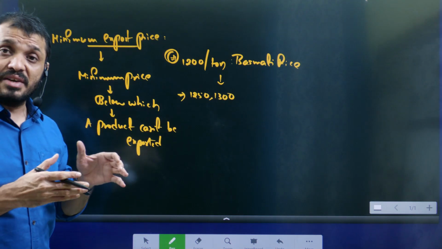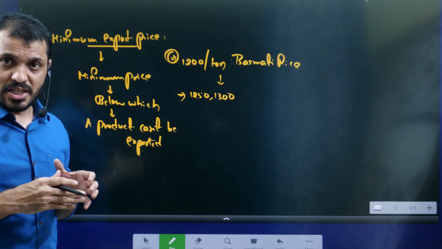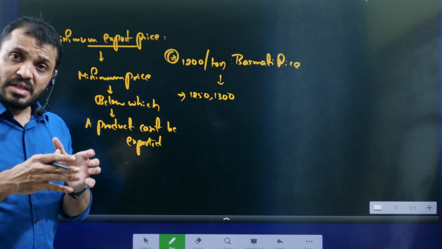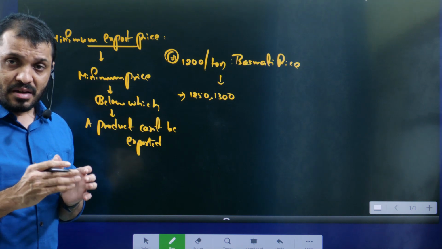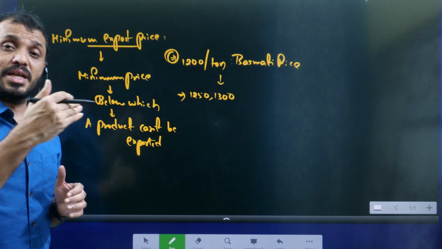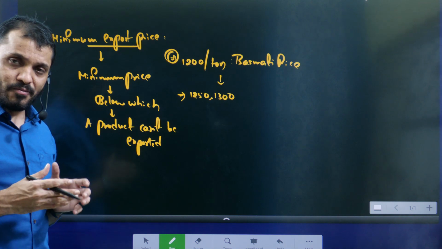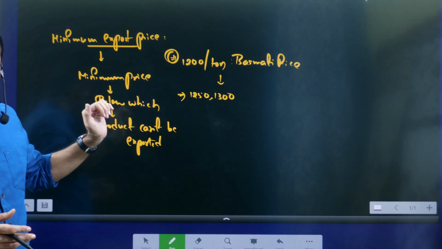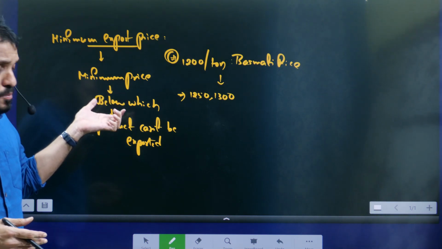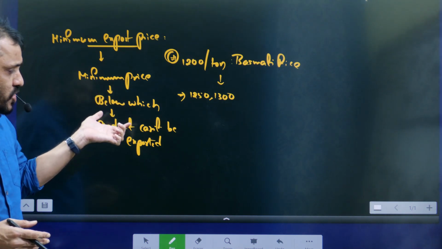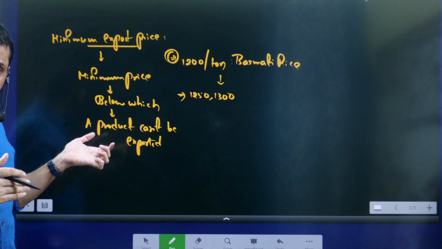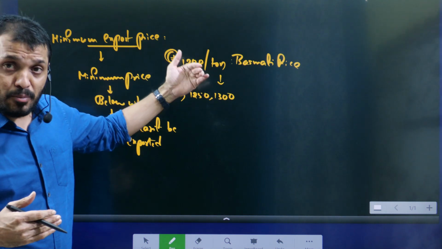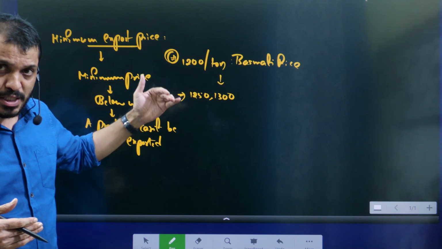Why? Because already within India, we are facing a shortage. The first priority would be the people who are living in our country. Once their demands are met, then you can export to other countries. So obviously, this kind of minimum export price will be mentioned. I hope you understood. Minimum export price means the minimum price below which you cannot export. Only after you get the same or above that price are you eligible to export.